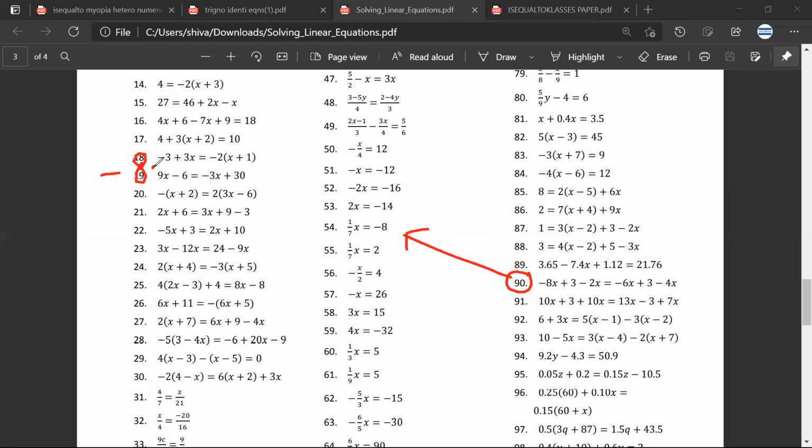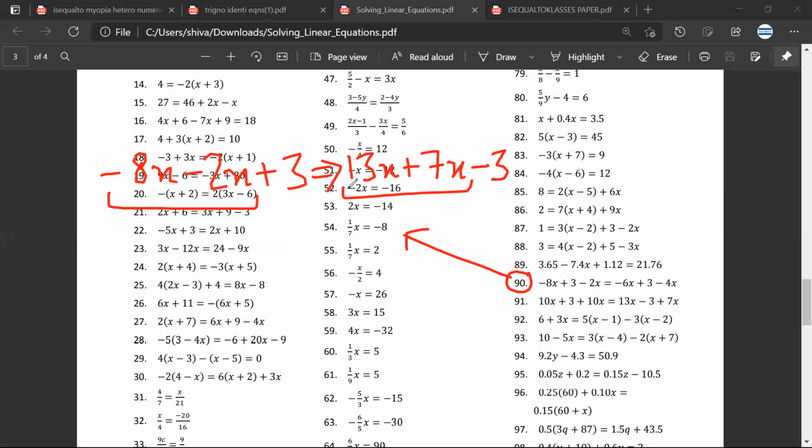So we'll bring 6x to the left hand side and plus 3 will go to the right hand side. See, whenever you are confused, you can first solve the left hand side and the right hand side. So what should I write here? Minus 8x and minus 2x would be equal to minus 10x. Shabash.